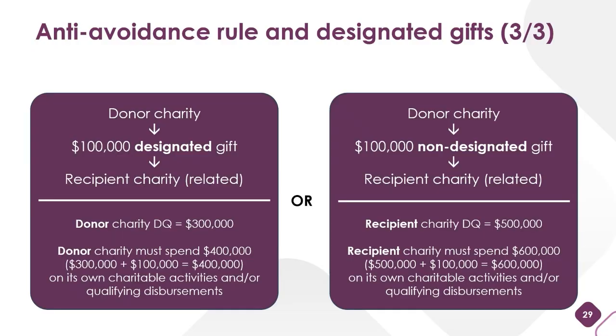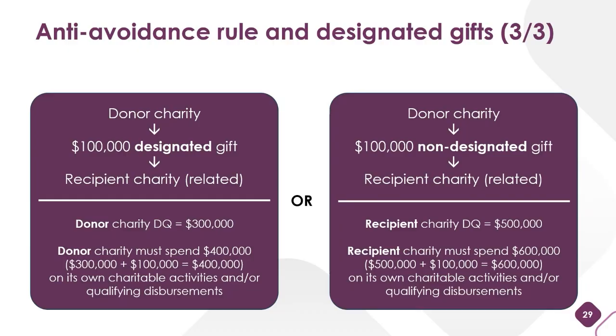Another way of looking at this, the amount of the gift must be spent on charitable activities and/or qualifying disbursements by either the donor charity or the recipient charity. So if the donor charity chooses to designate a gift of $100,000 and the donor charity has a DQ of $300,000, the donor charity must spend $400,000. It's $300,000 DQ plus the $100,000 gift to equal $400,000 on its own charitable activities and/or qualifying disbursements.